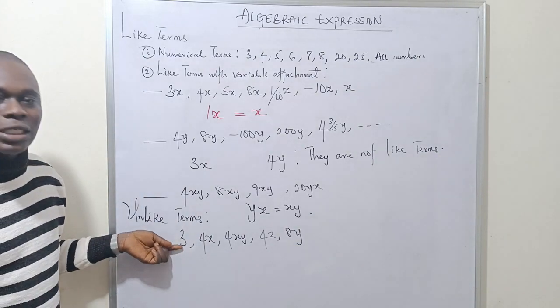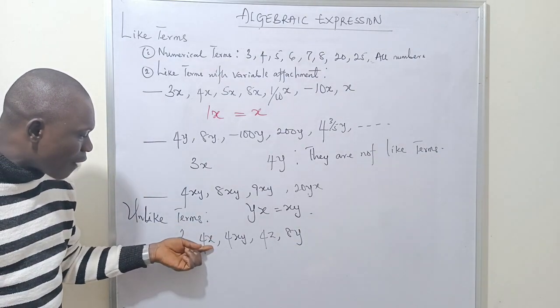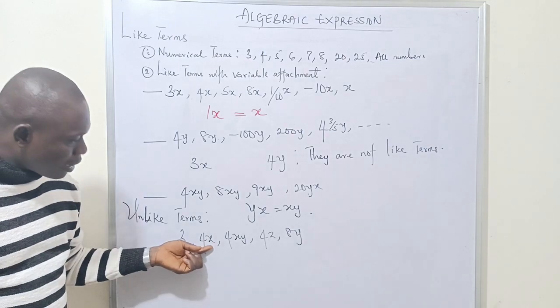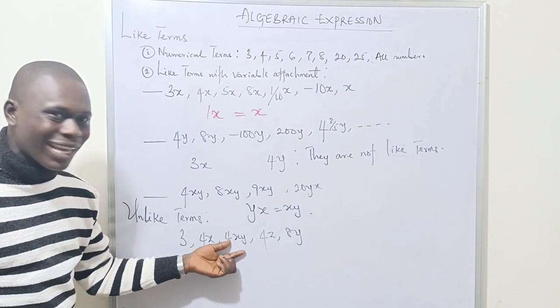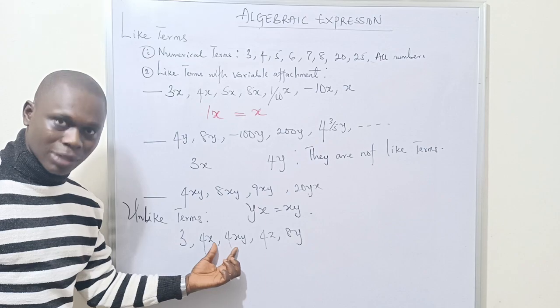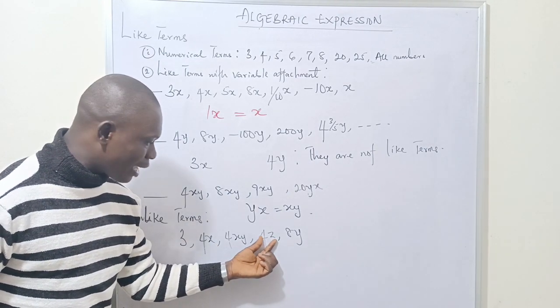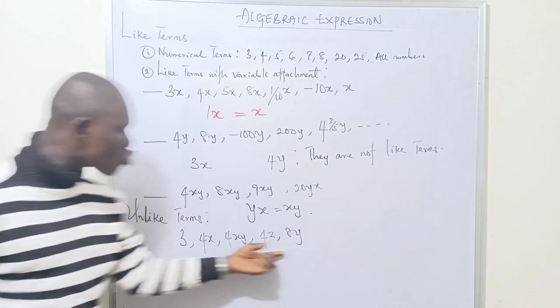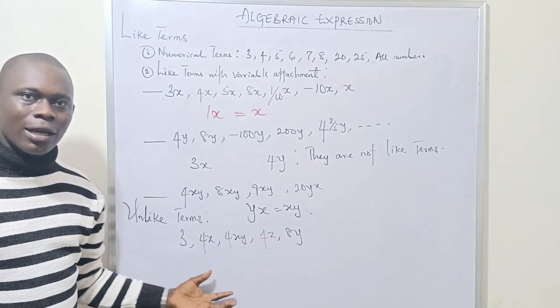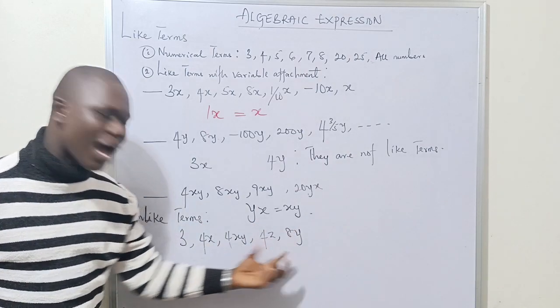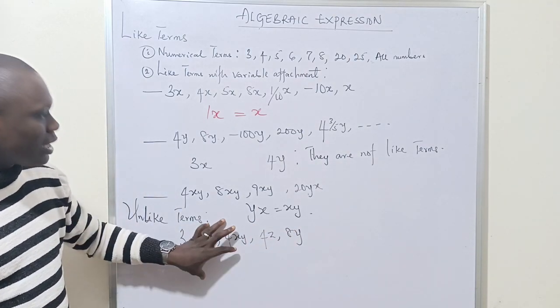You can see this term is having no variable. This term is having the variable of x. This term is having the variables of xy. They are not the same term. Now, this is having the variable of z. They are not the same term. So none of these terms here are like. So all of these here are not like terms.